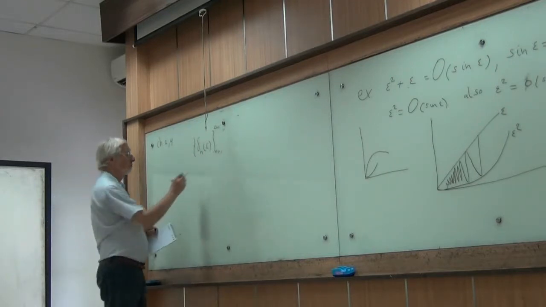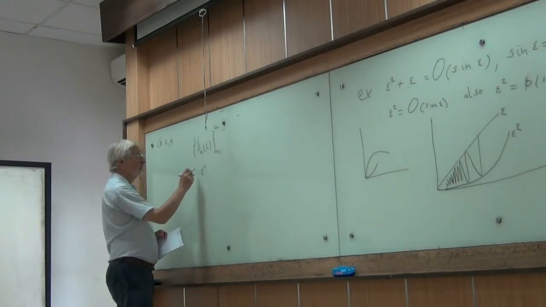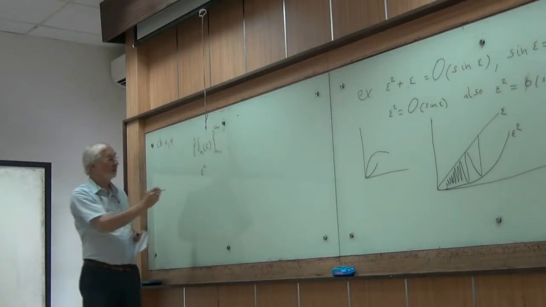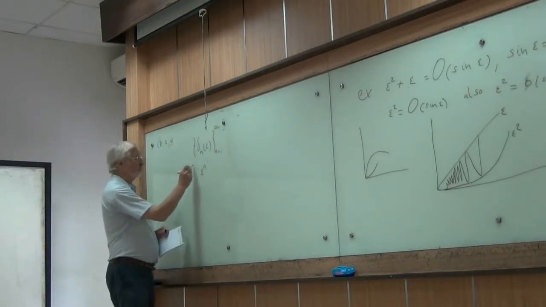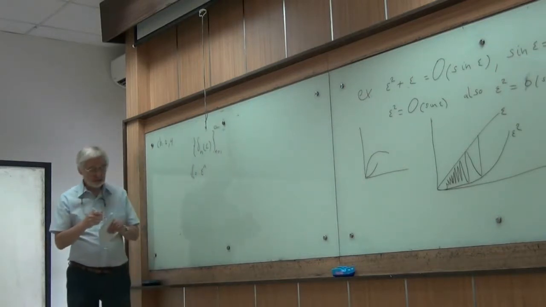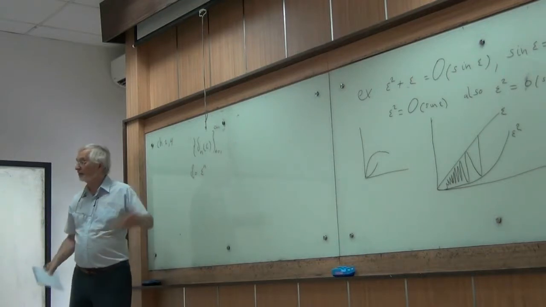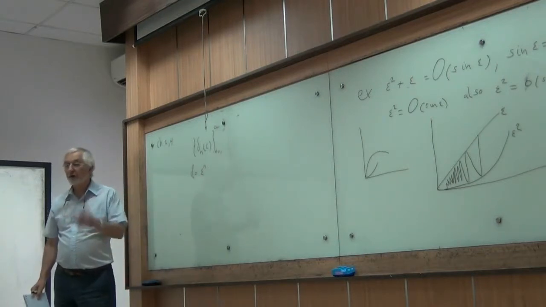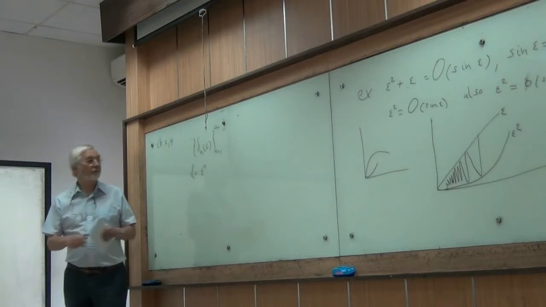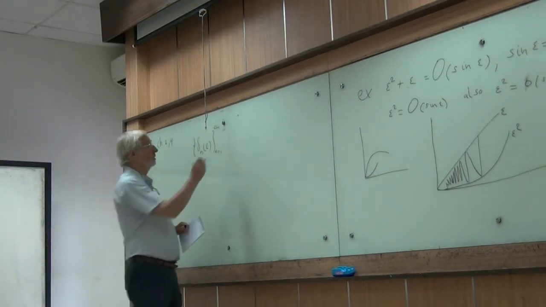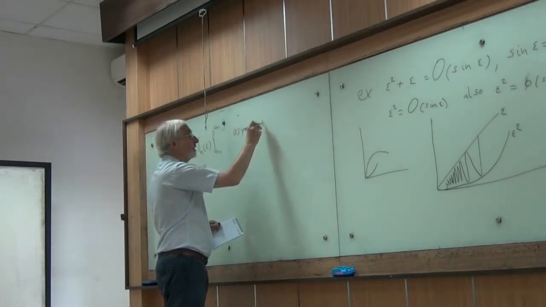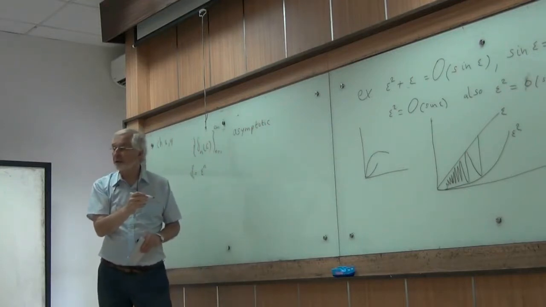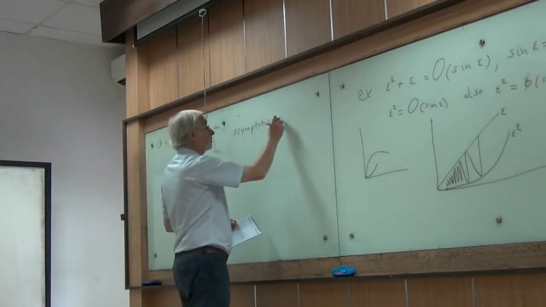Example would be, for instance, epsilon to the n. N is a natural number. This is a set. So if I take delta n, epsilon to the n, then this is a set of an infinite number of order functions. And I will call this an asymptotic sequence on the condition that each following one is smaller than the one before. Asymptotic sequence.